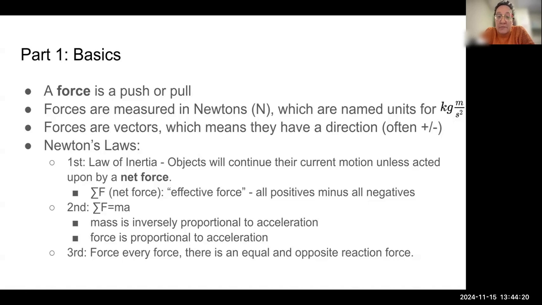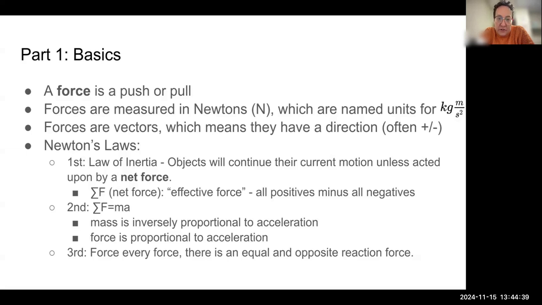Force is a push or a pull. They're measured in newtons, which are named units, and we use that name because kilogram meters per second squared is a lot to say. Forces are vectors, which means that their direction matters, and we usually talk about the direction in terms of positive and negative, although in this unit we did start looking at things that are on angles.